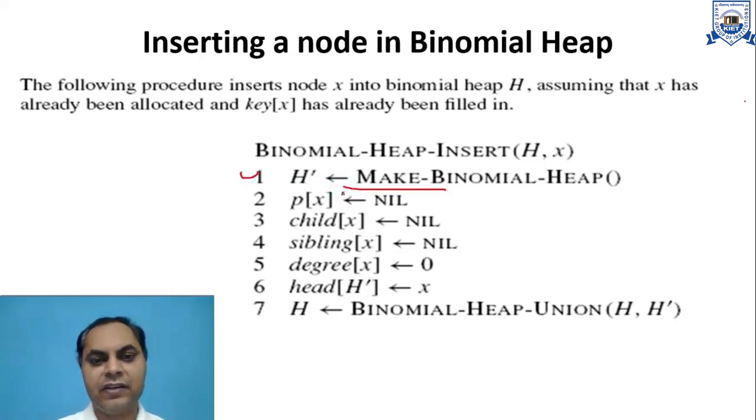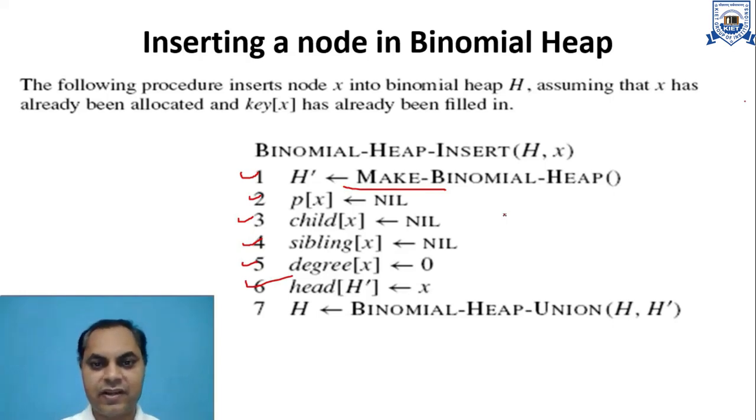Then the node which is going to be inserted is x, so parent of x is nil because it is a single node, child of x is again nil, sibling of x again nil, degree of x is 0 because it doesn't contain any children, and head H dash will point to this node x. Now till now we have two binomial heaps. H is the pre-existing binomial heap in which we want to insert our node, and H dash we created as a new binomial heap with a single node x which we want to insert.